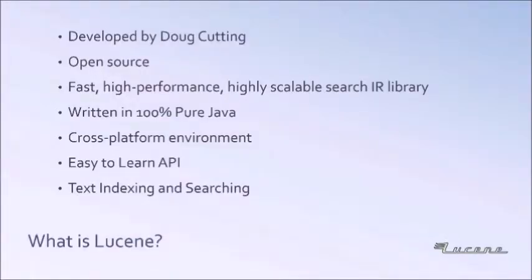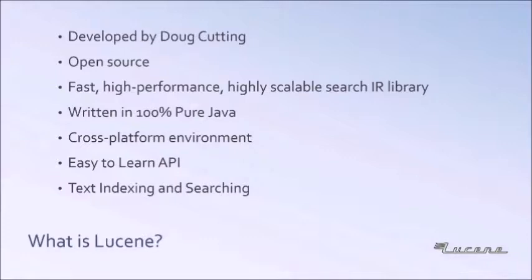Developed by Doug Cutting, Lucene is a powerful Java search library that lets you easily add search to any application. Lucene is an open source, fast, high performance, and highly scalable text search engine library written entirely in Java. Lucene is a cross platform solution as it can be used in commercial, academic, and open source applications due to its performance, reconfigurability, and generous licensing terms. Lucene's powerful, easy to learn APIs focus mainly on text indexing and searching.